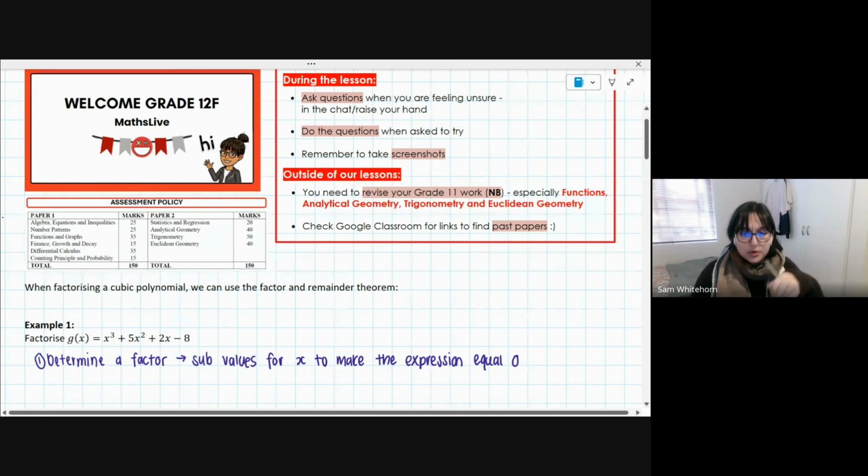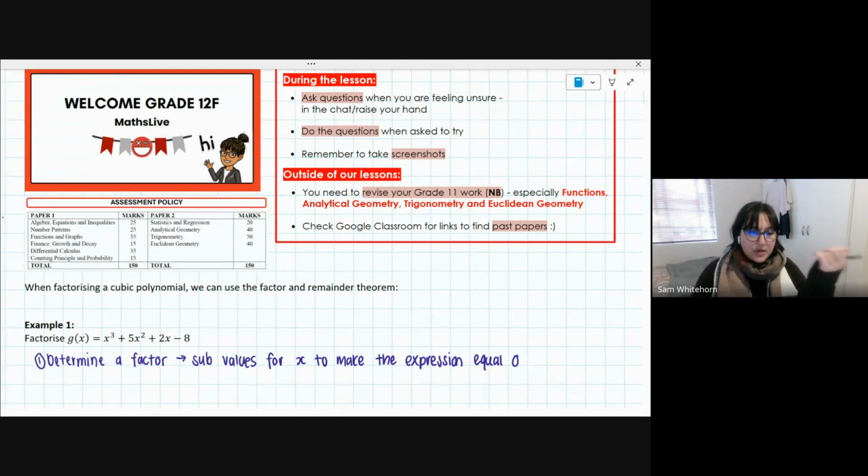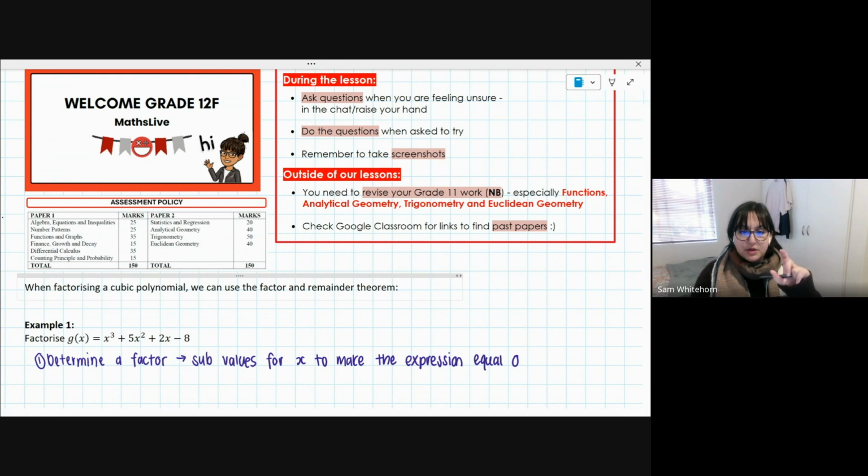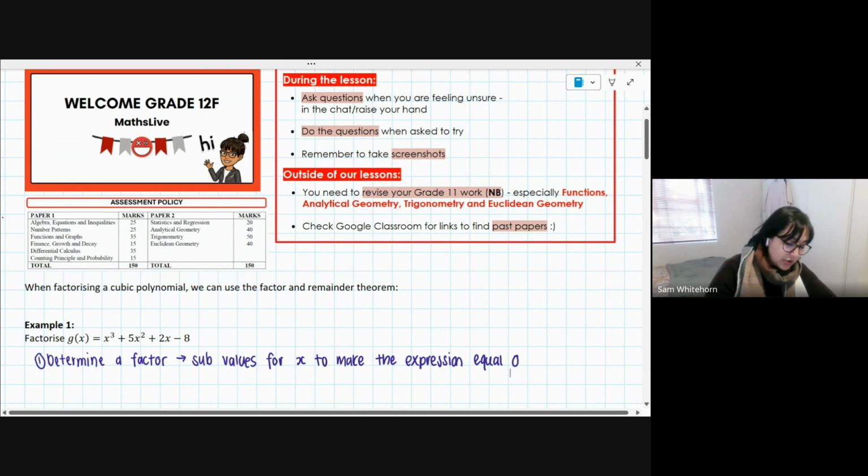If 1 doesn't work, move on to -1. If -1 doesn't work, move to 2. If 2 doesn't work, -2. And so you keep going. You should find a factor somewhere between -3 and 3. Sometimes it requires more, or it might be a fraction like a half, but it's rare that we're that mean. Generally speaking, between -3 and 3, you should find a factor. So that's what we're going to do first.